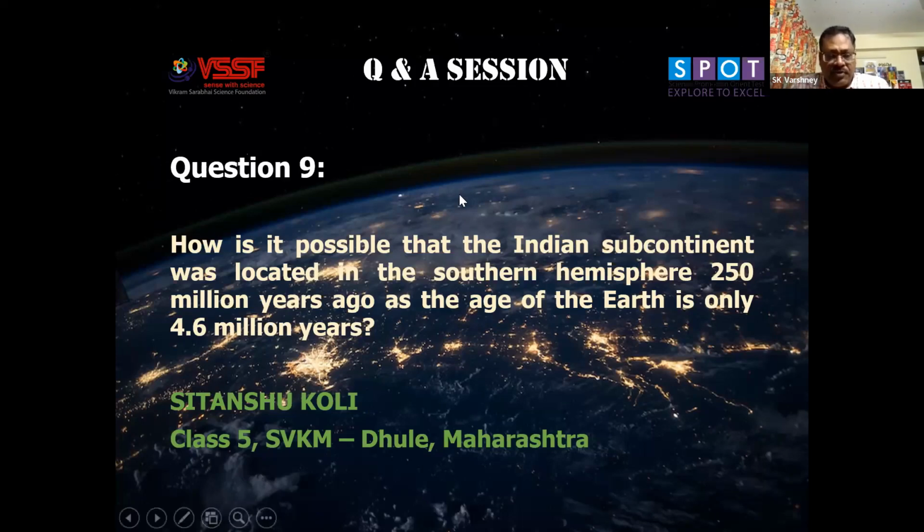Thank you, Siddhanshu, for pointing it out. I think Earth's age is quite large. It is close to 5 billion years, not million, billion. So maybe there could be a pronunciation mistake, but Earth's age is nearly 5 billion years. And 250 million years is rather a small period.